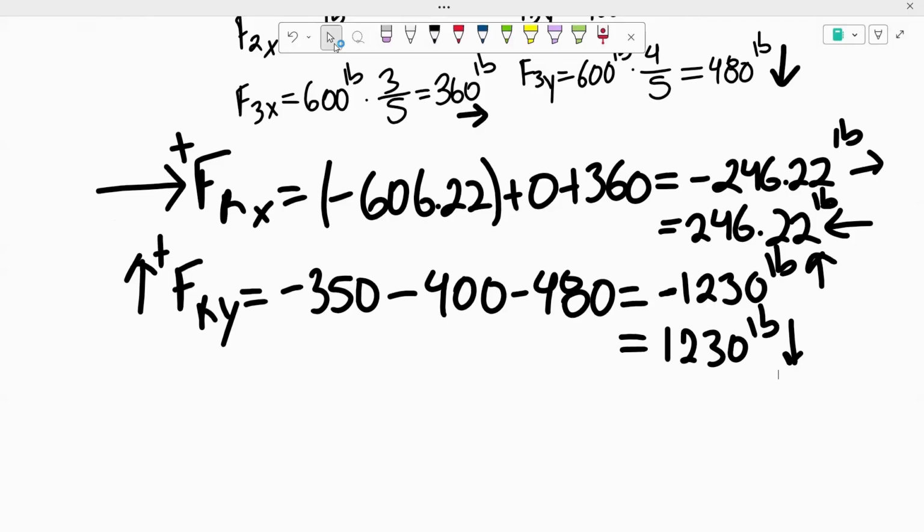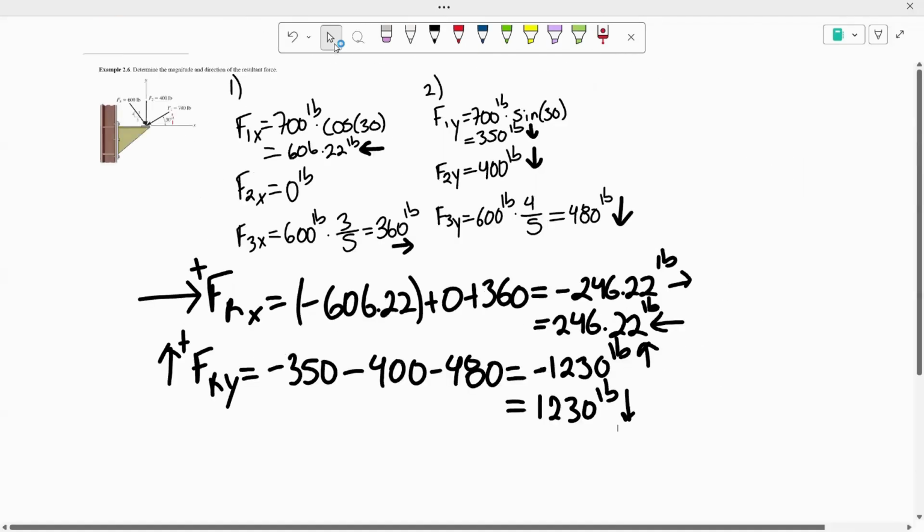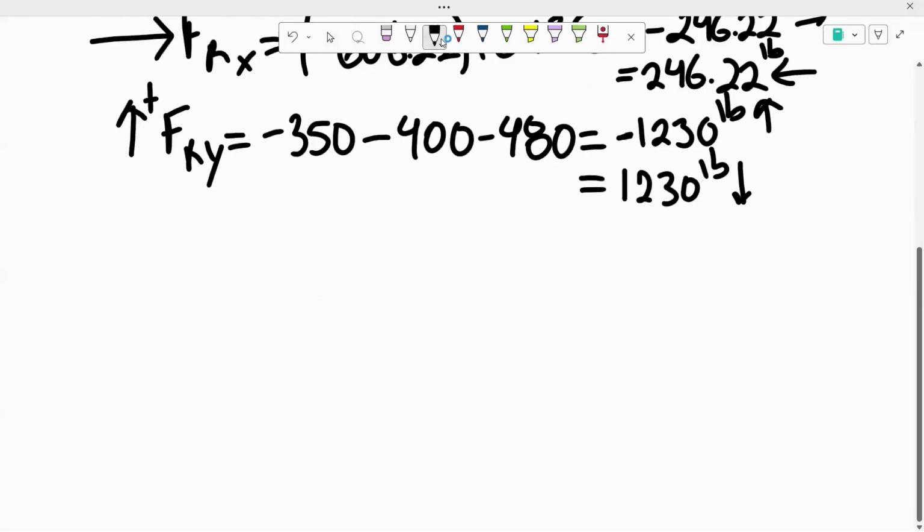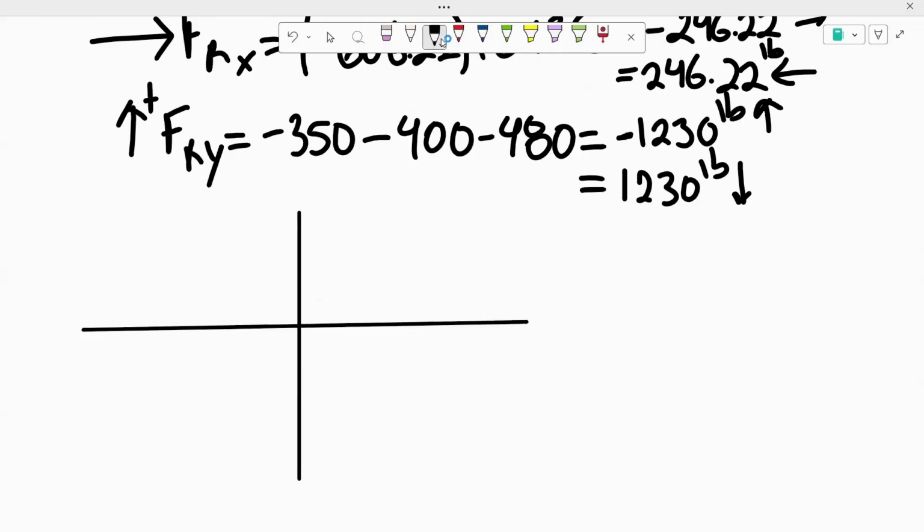So now that we found our net horizontal and net vertical components, we can now sketch these components that we have to evaluate for our resultant force. So what we're going to do is draw out our x and y axes, our y-axis, our x-axis, and we're going to take these two numbers that we found and sketch them.